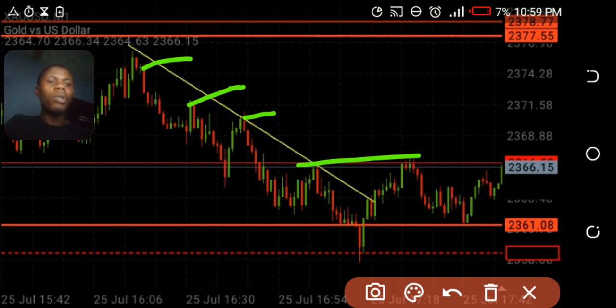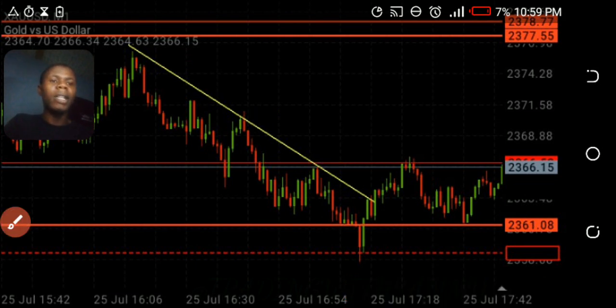Now there are three things that I like to outline when it comes to understanding when the market wants to reverse from bearish to bullish. Now the first one is the candle momentum. Now what do I mean by candle momentum?